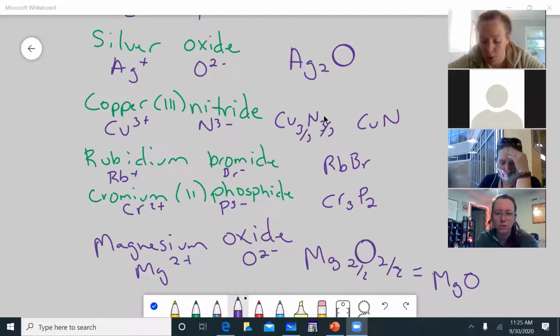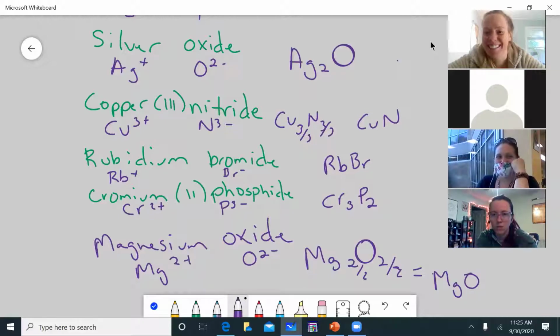Column 6, where oxygen and sulfur are, put a 2 minus. Column 7, where fluorine, chlorine, bromine, and iodine are, put a -1. And then above the noble gases, put a 0 with a strike through it or something. They don't form any sort of charge. Does that make sense, Lauren?